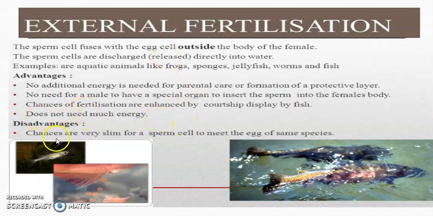But the disadvantage is that the chances of mating are very rare, very low, but still they try to do this by using their courtship display. Both members of the same species should be present at the same time. For that, they use courtship behavior.